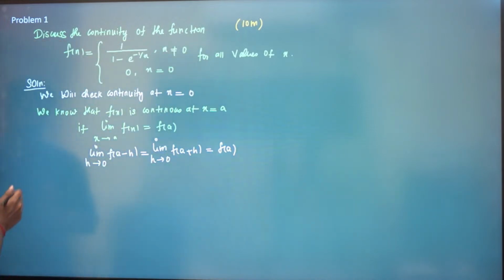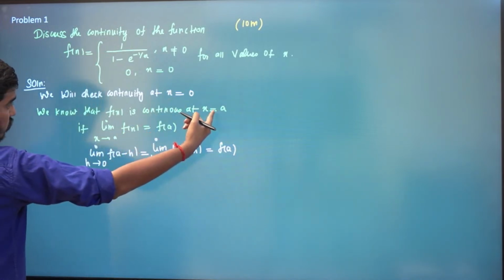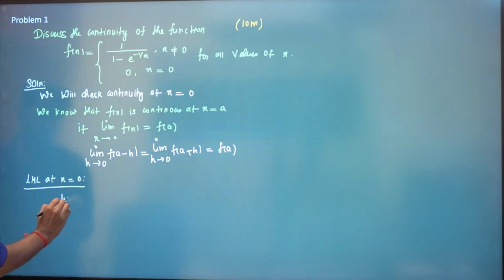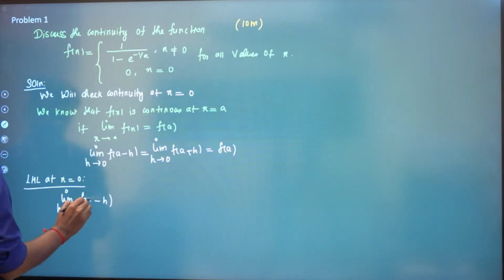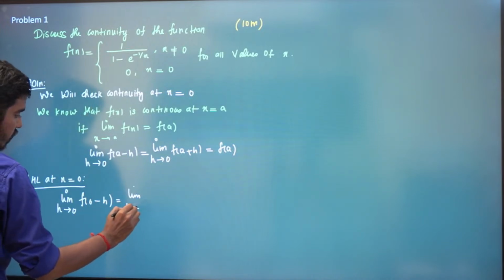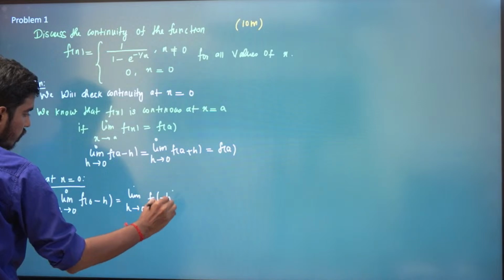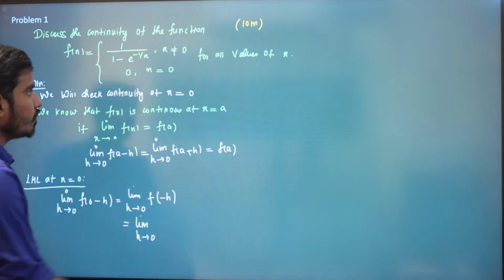Okay. Now first what we'll do is we will find left hand limit at x is equal to 0, right? So we are checking continuity at 0. That means our x is a. So we will check limit h tending to 0 f of a minus h. This is your LHL. So our a is 0. So it will be f of 0 minus h, that is limit h tending to 0 f of minus h.